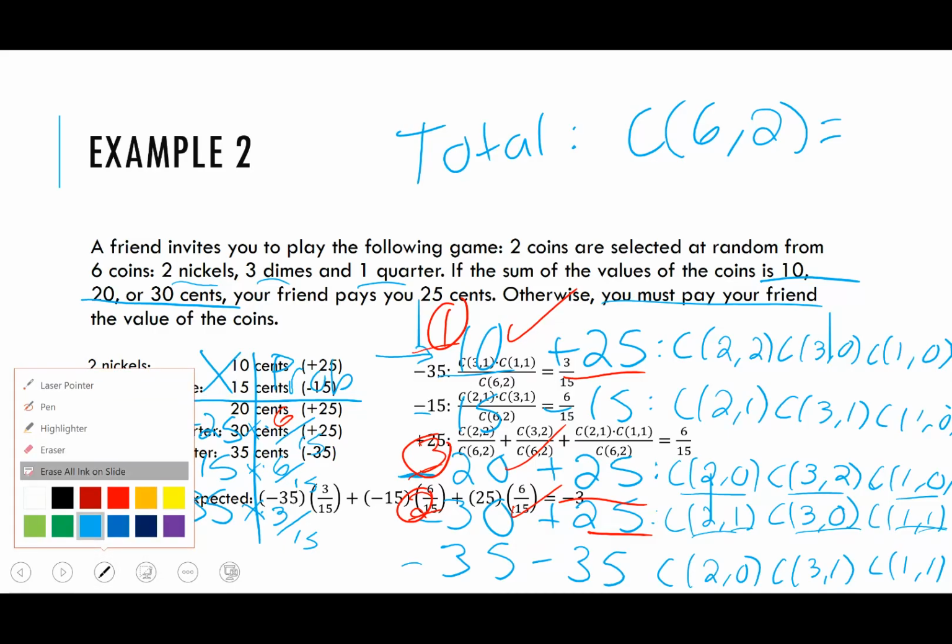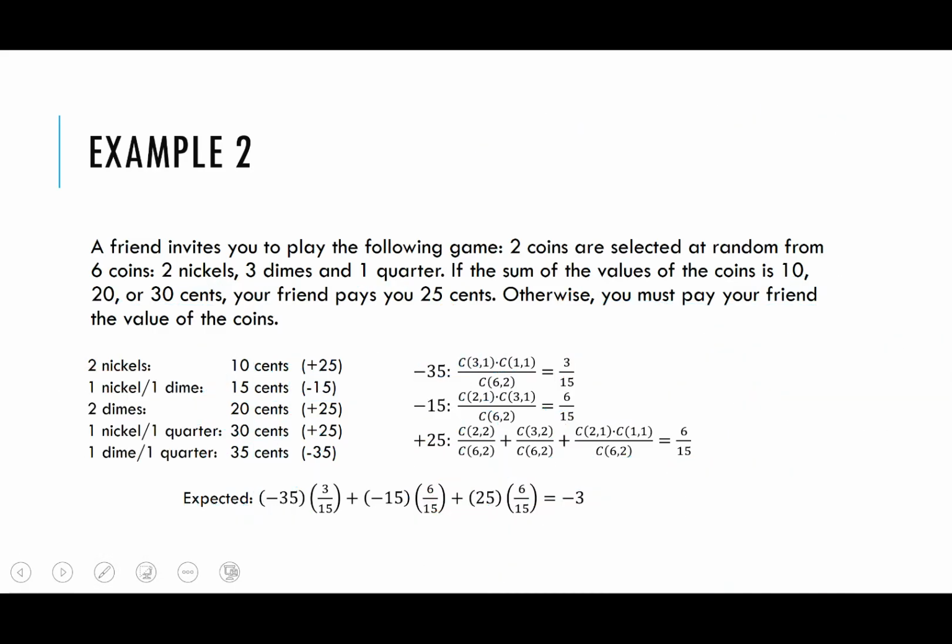So there's all that work written down one more time. So multiply them and add, you get negative 3, which basically means that you're going to lose 3 cents on average every time you play this game, since it's in the negative. You're losing 3 cents on average. So it's good to know that even though it's a complicated game, your friend has the upper hand here. Because statistically, he's going to win 3 cents each time you play. You're going to lose the 3 cents each time you play. On average, of course.